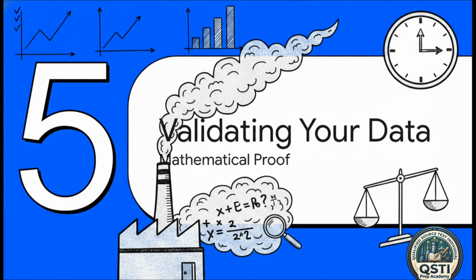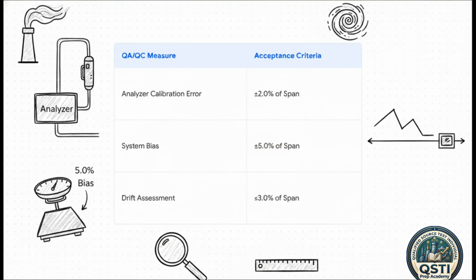Section 5. Validating your data. Mathematical proof. So you've completed your test run, you've collected your 1-minute averages, and the equipment ran perfectly. But as a tester, your job isn't quite done until the math holds up to EPA scrutiny. We still have to mathematically prove the system didn't drift while it was working. And you are held to incredibly strict tolerances here.